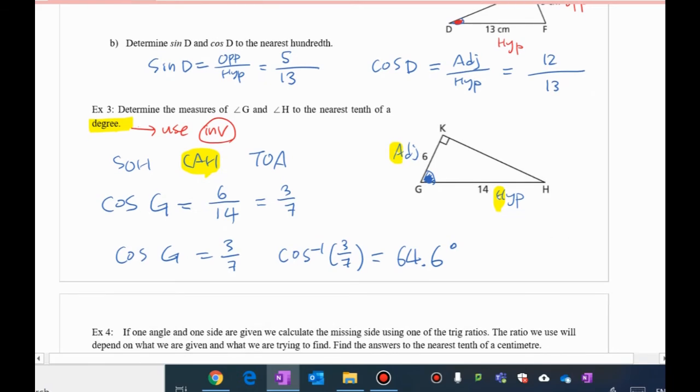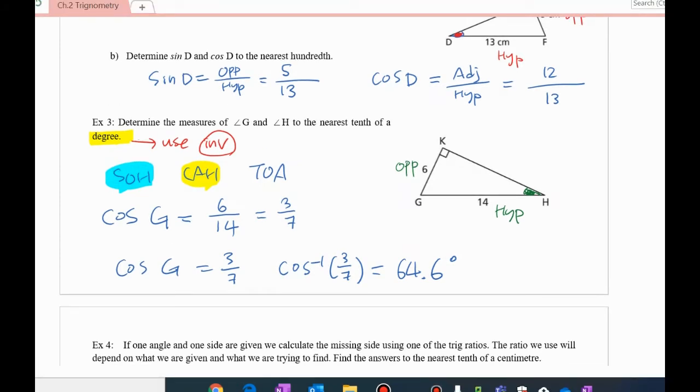Alright, and we're going to find H. We just found G, and now we're going to find H. H is opposite. We have the label first, and this is hypotenuse. Adjacent is not given, so we're not going to use adjacent. OH, that is here, so we're going to use sine.